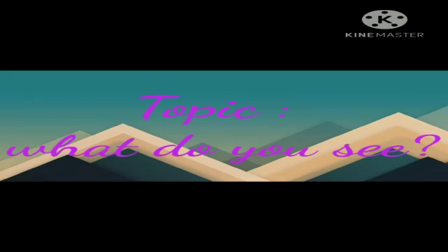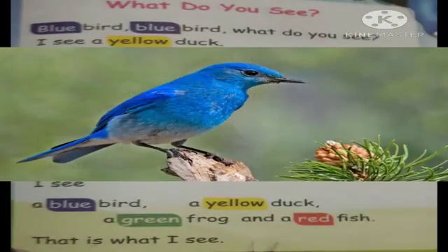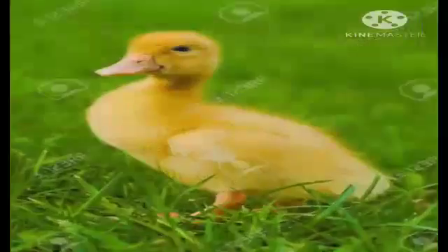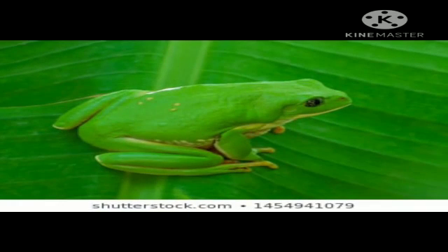Today we are going to learn the "What do you see?" lesson. Second standard English, page number 101. Blue bird, what do you see? I see a yellow duck. Yellow duck, what do you see? I see a green frog.